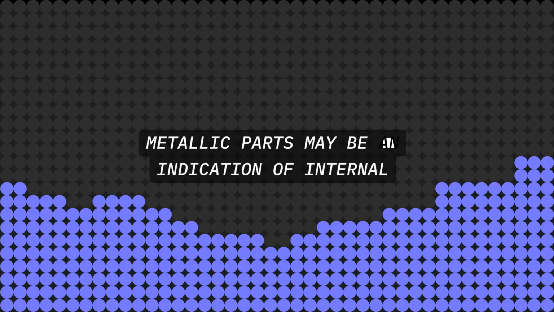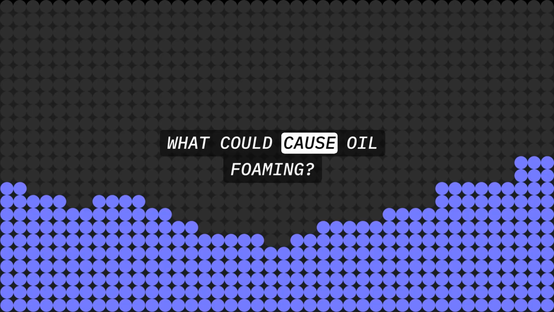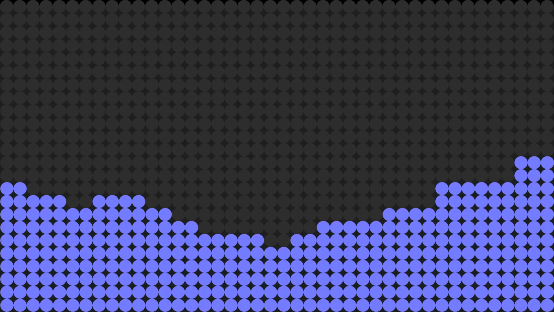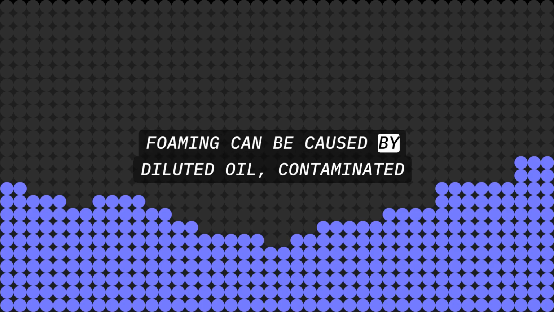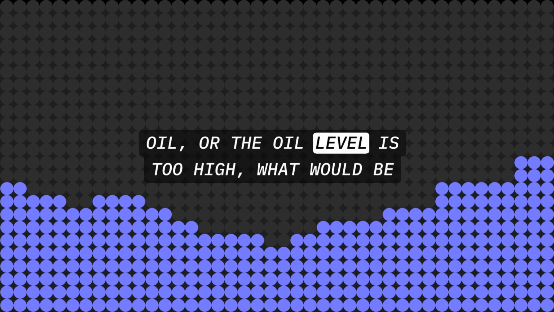What do metallic parts on an oil screen indicate? Metallic parts may be an indication of internal failure of the engine. What could cause oil foaming? Foaming can be caused by diluted oil, contaminated oil, or the oil level is too high.